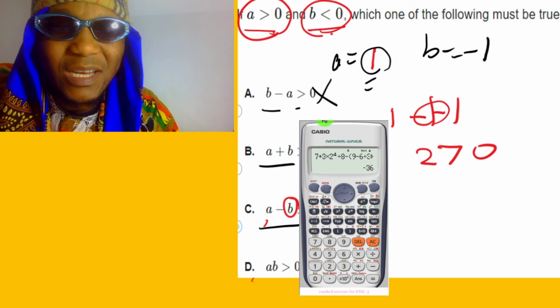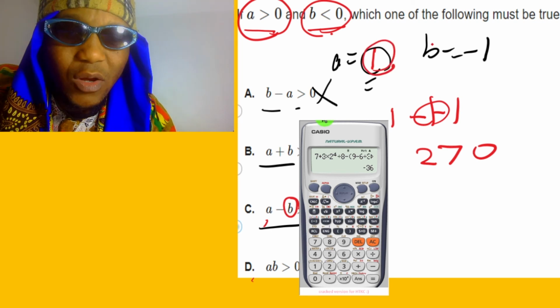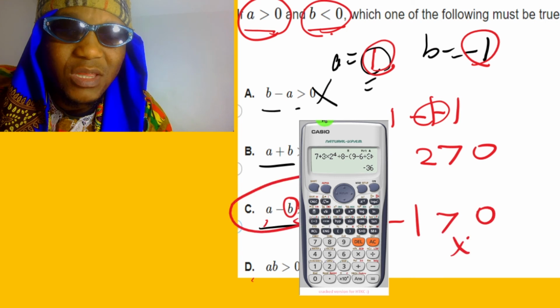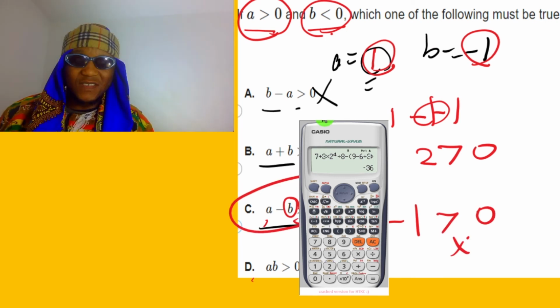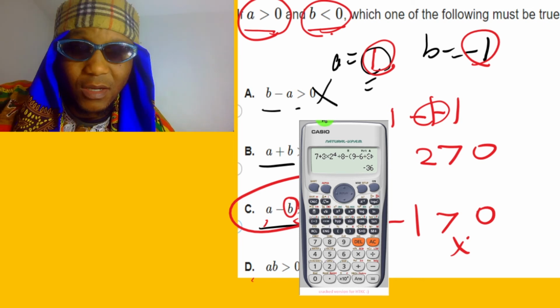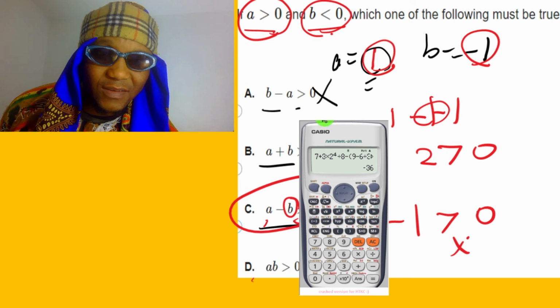A times B. What is A? A equal to 1 times negative 1 equal to negative 1. Is negative 1 greater than 0? No, it's not true. So this is the answer here. Option C. So option C there. Correct answer. Yes. Option C, correct answer.